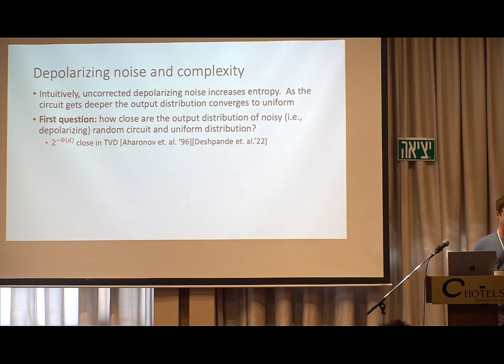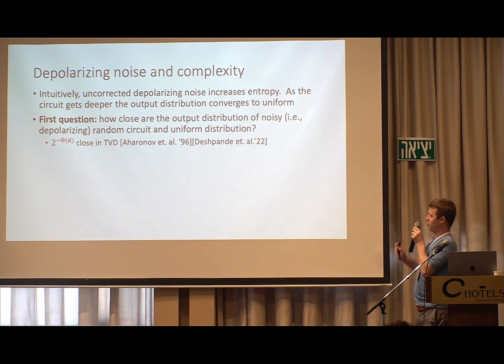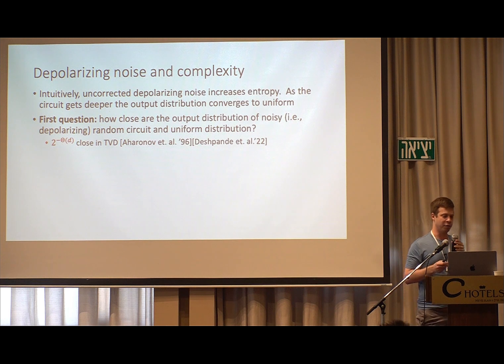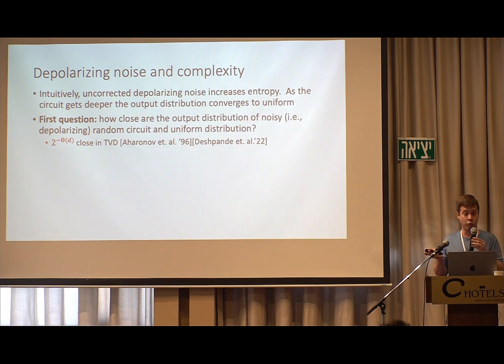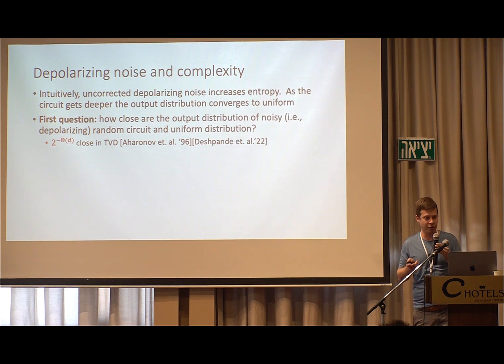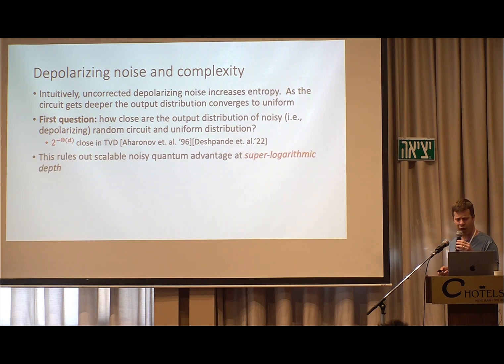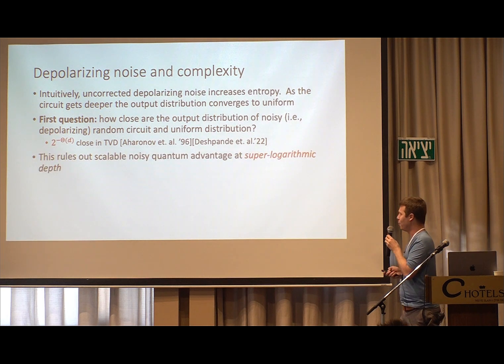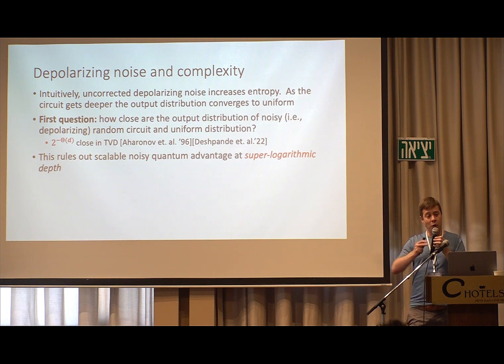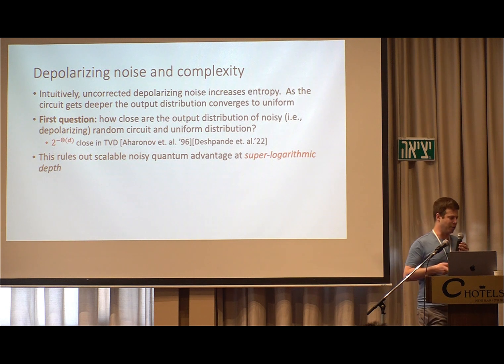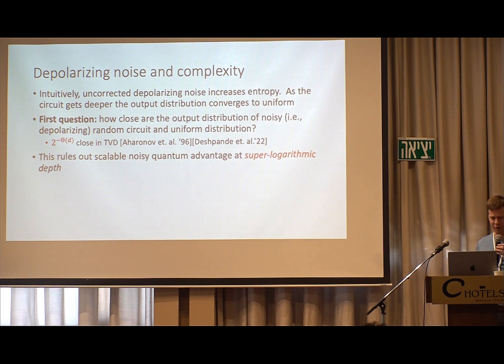Actually, we know the answer to this now. It's 2 to the minus O of D. It's both a lower bound and an upper bound, proven by really foundational work of Dorit, and a lower bound that my group proved recently for random quantum circuits. So the answer is 2 to the minus O of D. The O is hiding some constants. And so in some sense, this rules out scalable noisy quantum advantage at super logarithmic depth. Because if d is super logarithmic, then 2 to the minus d is smaller than any inverse polynomial.